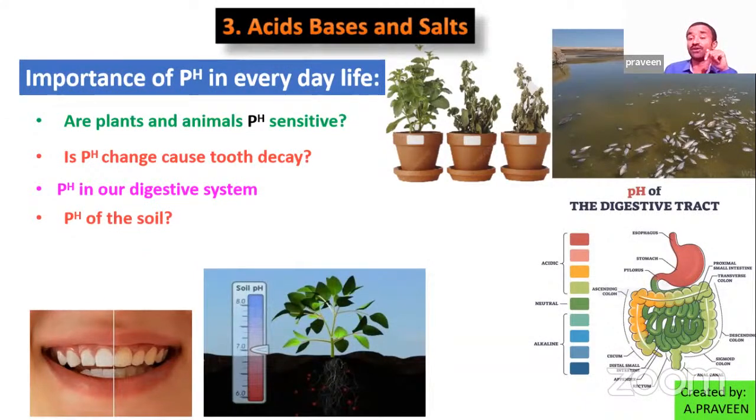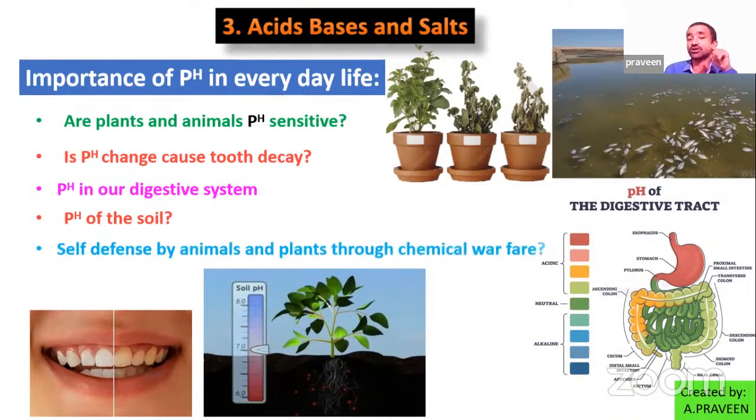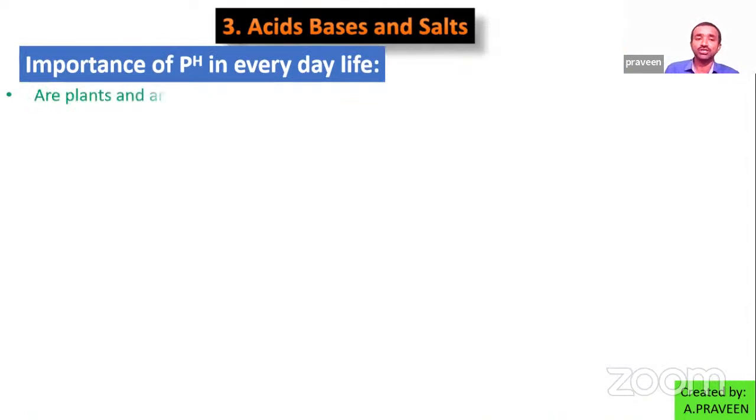The next, self-defense by the animals or the plants. Honeybee, for example. So all these in our day-to-day life, we are observing, we are dealing with them. So we have importance of pH in our regular life. Let's see individually. Our plants and animals are sensitive to this pH range. Yes, they are sensitive. Narrow pH range change, small value, right?